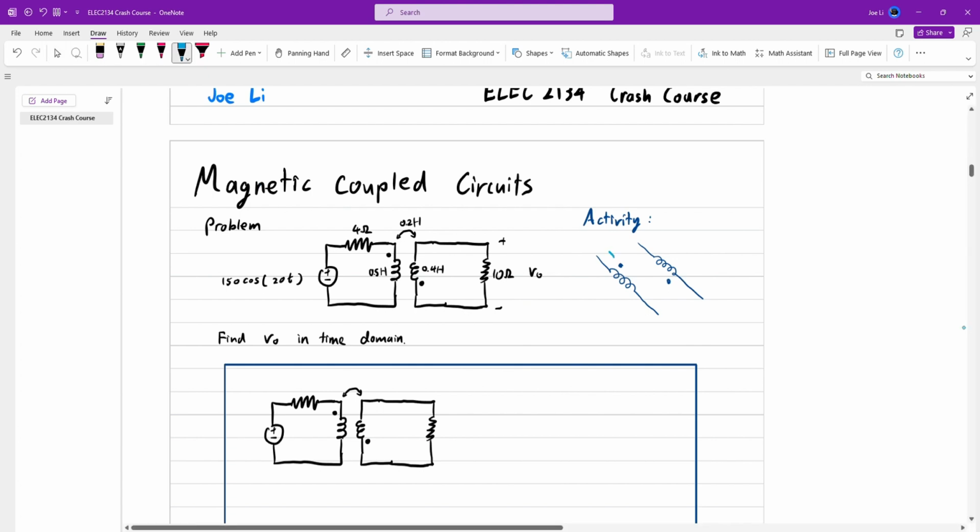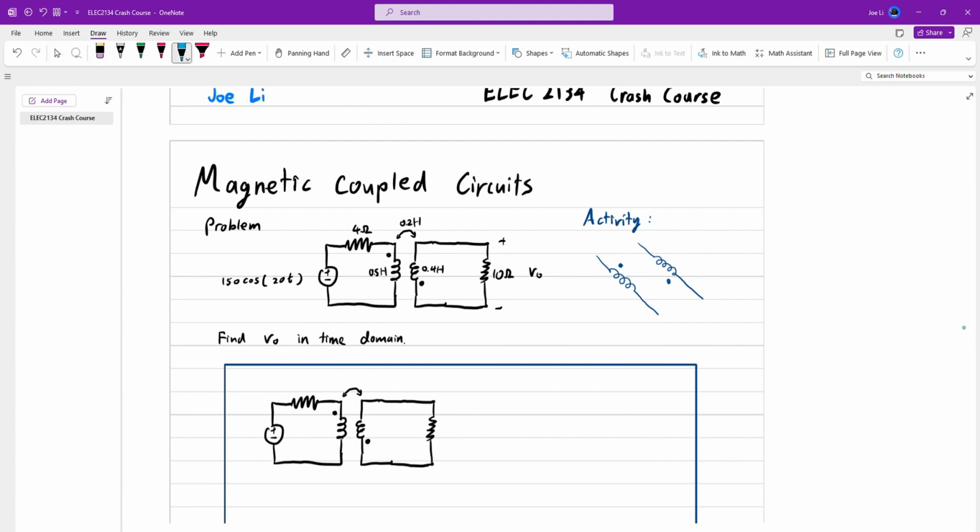If the current goes in like this, we know that this side is going to be positive and this side is going to be negative, because if current goes into the dot, the other side of the dot will turn positive. You can think of it like a Mortal Kombat thing where the current goes in here, the current will always come out on the other side of the inductor in the other circuit. That will cause this to be positive and this to be negative, because the current flows from positive to negative. That's kind of the way to remember it.